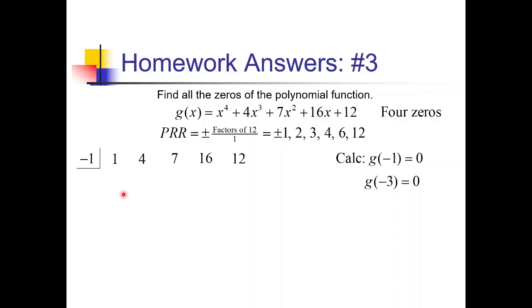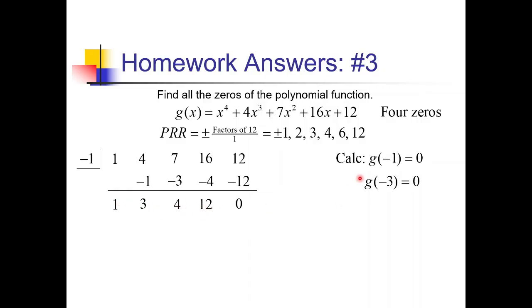Let me do my little synthetic division line. Bringing down our first coefficient of 1, negative 1 times 1 is negative 1, plus 4 is 3, times negative 1 is negative 3, plus 7 is 4, times negative 1 is negative 4, plus 16 is 12, times negative 1 is negative 12, and plus 12 is predictably 0. Predictably because, well, we already got 0 plugging it in the function, so we should get a remainder of 0 as well.